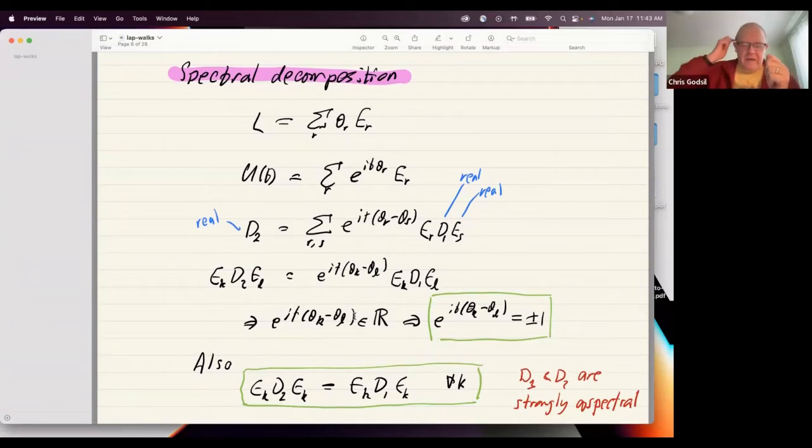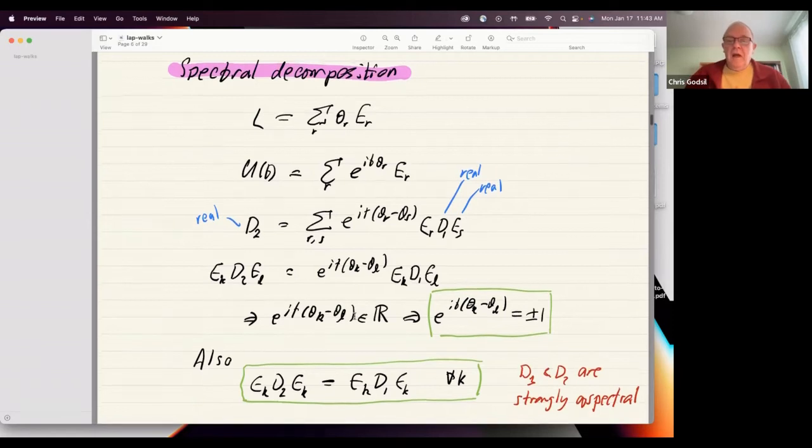Now, this is not too important physically, but it's very useful if you're trying to decide whether you can get state transfer, because you can first look for periodicity, and periodicity is a little bit simpler to work with. So periodicity is useful.